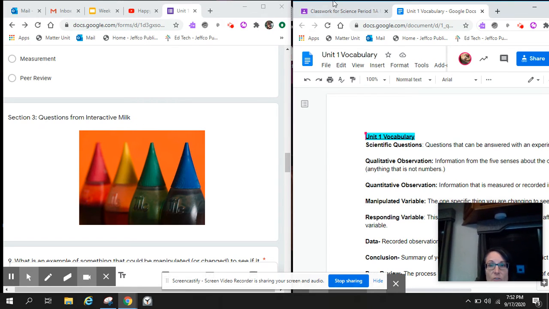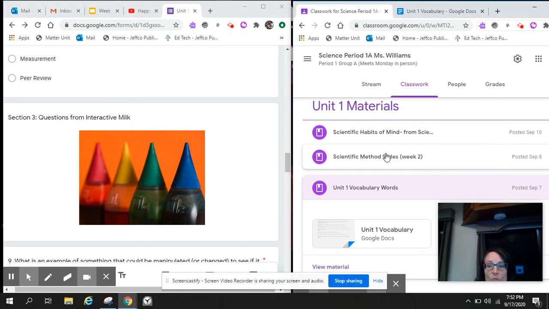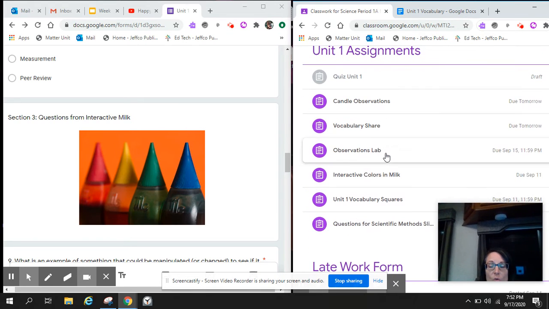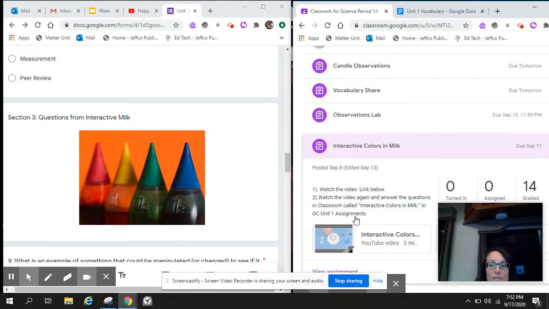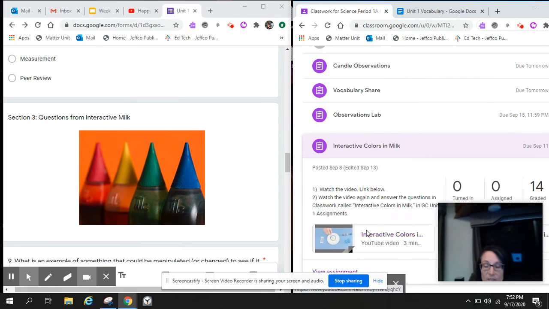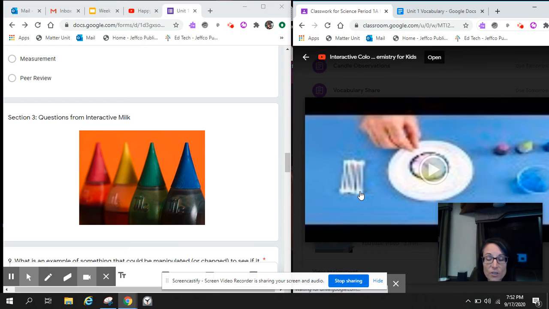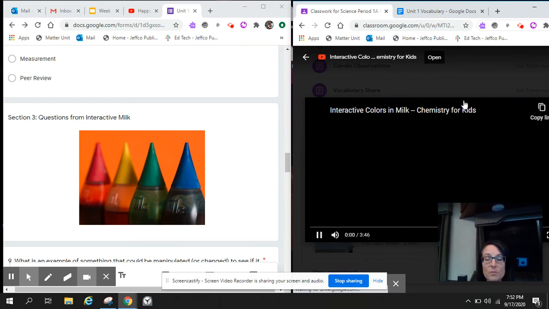So it clearly tells you what document to go to in your Google Classroom, Interactive Colors in Milk. You see that you have already completed these assignments, that they have videos attached. You can re-watch and review anything that you need to make sure you understand.